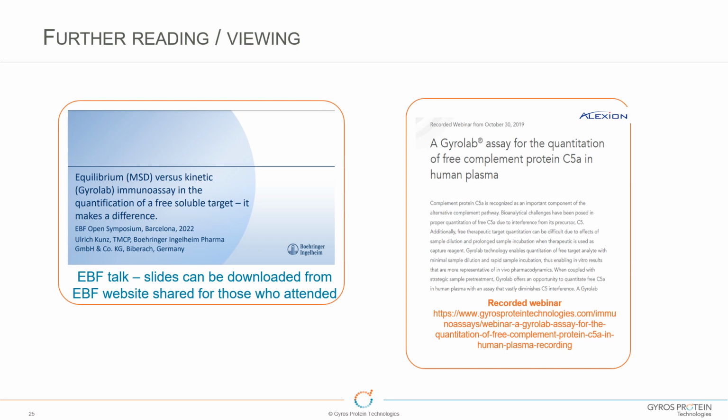So for further reading and viewing, if folks are interested in hearing more about the free measurements using the Gyrolab system, you can take a listen to this EBF talk, which was done in Barcelona in 2022. And then also there's a webinar that's available on the website, which highlights how Alexion have used the Gyrolab to measure free C5 for one of their projects.